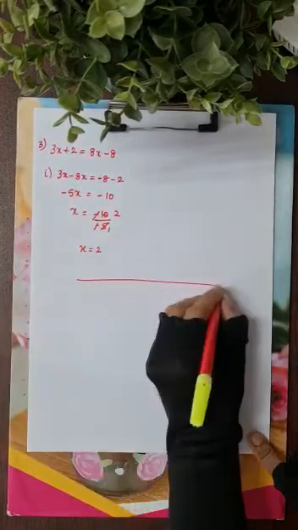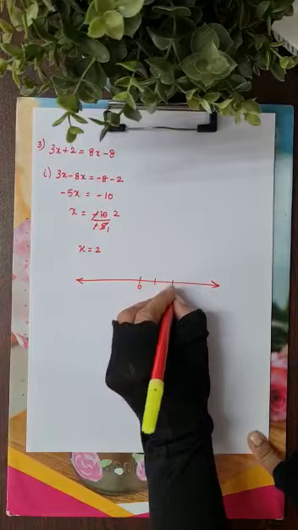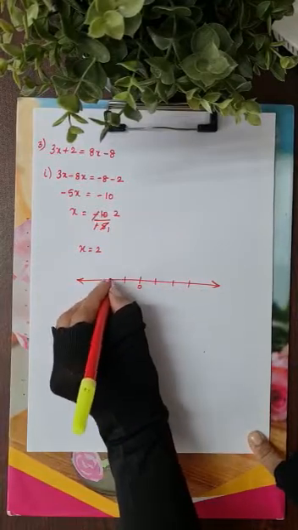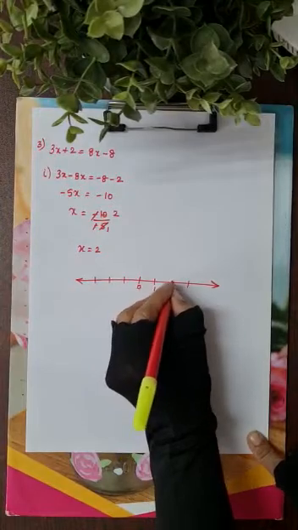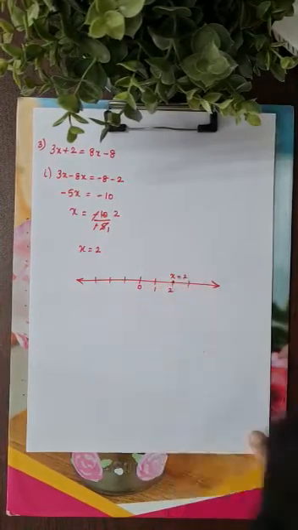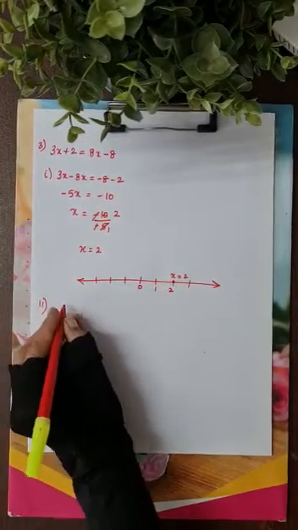You have to draw a number line. Mark 0. To the right positive numbers. To the left negative numbers. Okay. 1, 2. So x is equals to 2. This is what they asked us to show. And in the second part, they are asking us to show it on the Cartesian plane.